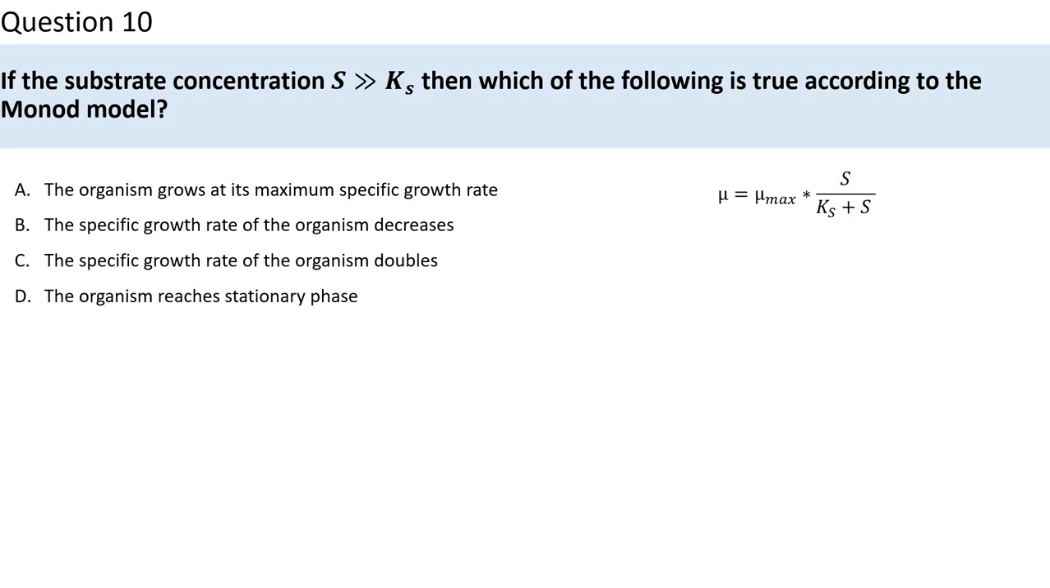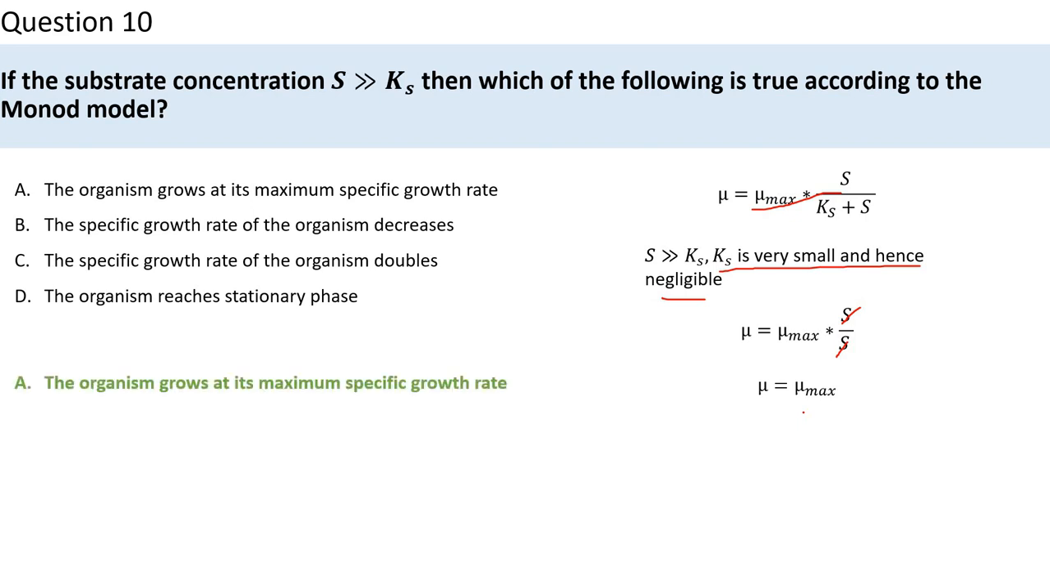So we'll just write the Monod model. Mu is equal to mu max into S divided by Ks plus S. So here what they are asking, S is very much greater than Ks, which means Ks is going to be very small and hence it's negligible, right? So by neglecting it, it becomes mu max into S by S, and S and S will get cancelled, which is equivalent to mu is equal to mu max. So the organism grows at its maximum specific growth rate. So this is the right answer.